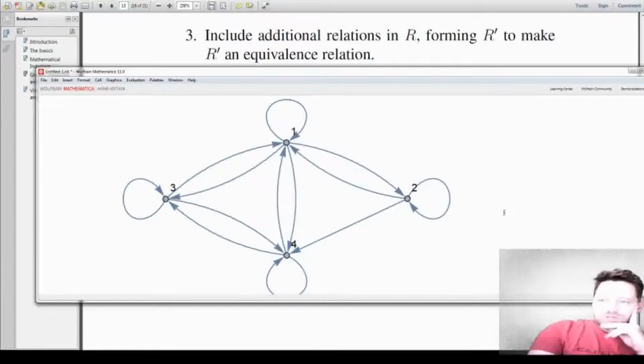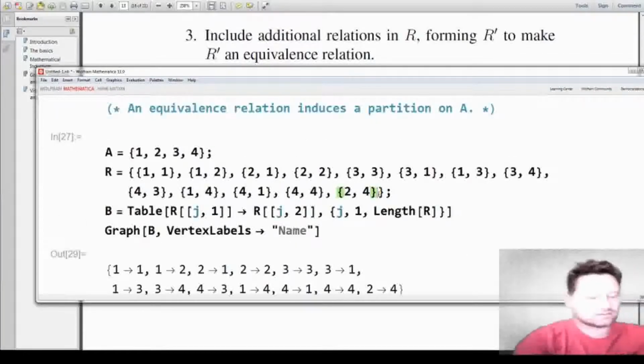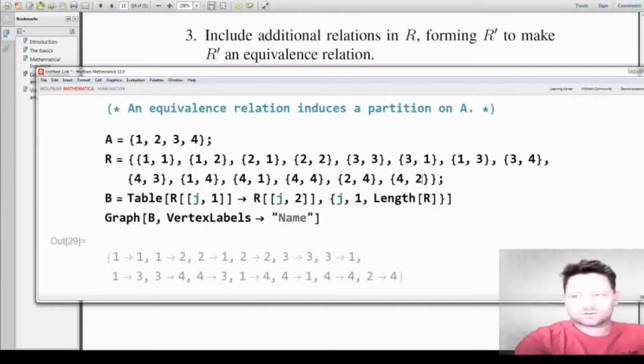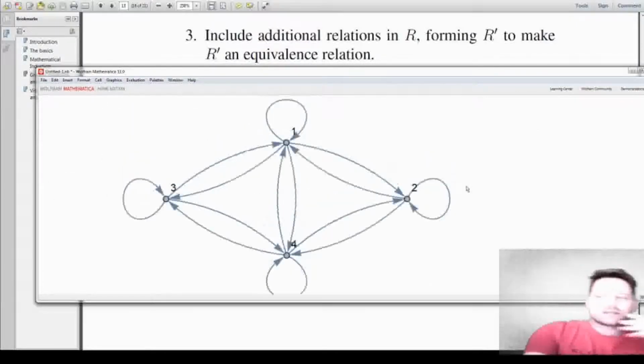Okay, this is almost looking transitive, but we have more to do. So 2 goes to 4. Well, look, now it's not symmetric. We need 4 going to 2. So let's include that. 4 goes to 2. Okay, now it looks symmetric. All right, but we are working on making this relation transitive. Let's see, are we missing anything?